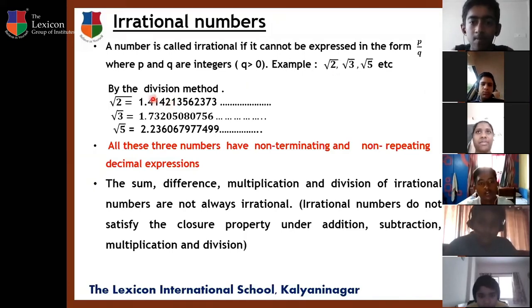Here, all these answers are given. These answers are obtained by the division method. This is not our normal division, it is the division method applied for calculating the square root of numbers.